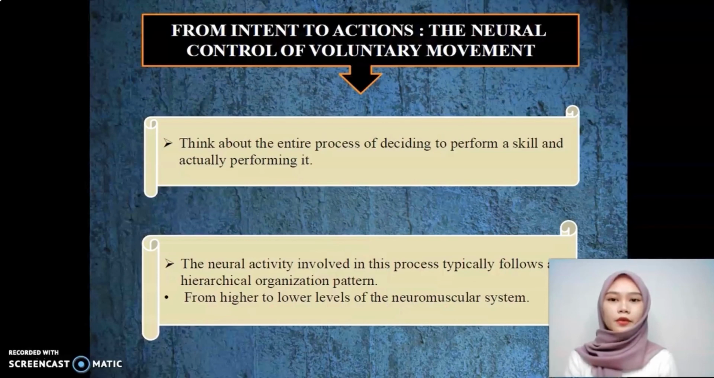Next is from intent to actions for the neural control of voluntary movement. Think about the entire process of deciding to perform a skill and actually performing it. The neural activity involved in this process typically follows a hierarchical organization pattern from higher to lower levels of the neuromuscular system.